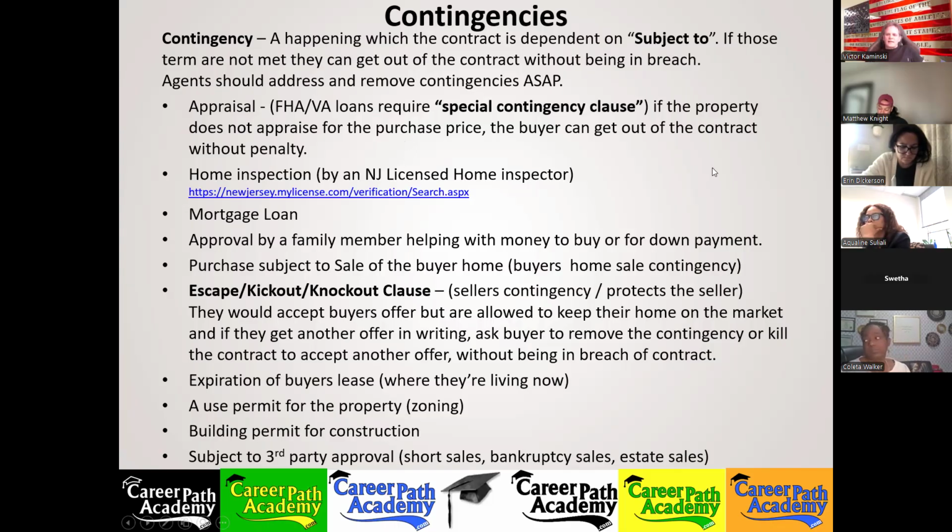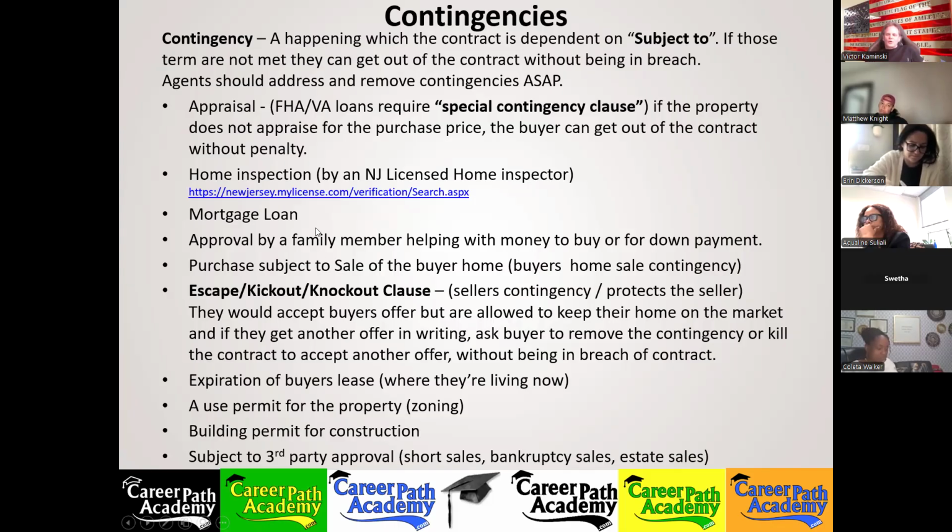It says that they could get out of the contract without penalty if the property does not appraise for the purchase price. Or subject to a home inspection by a New Jersey licensed home inspector, not your cousin Vincent that knows some things about construction because he's been in the business. It has to be a New Jersey licensed home inspector giving a report. And here's that link where you could verify their license is still active.